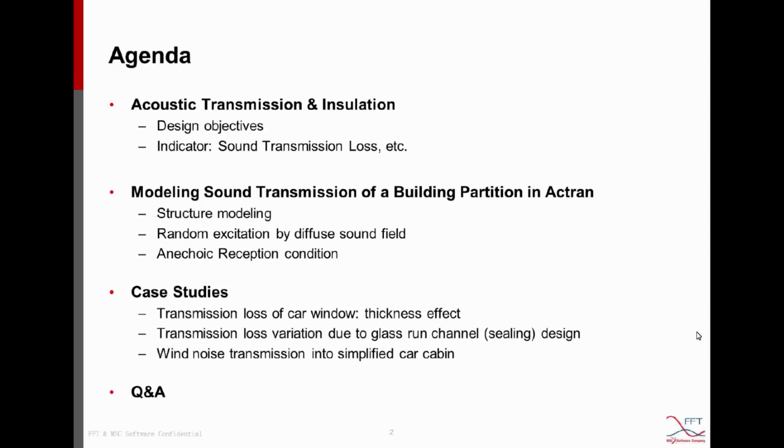This webinar will include first an introduction to the topic of acoustic transmission and insulation. Then we will see design objectives that vary depending on the types of products. For some products, we would like to increase the transmission while reducing the insulation, while for many other products, we would like to reduce transmission and increase the insulation. And we will review an indicator for describing acoustic transmission, which is called the sound transmission loss.